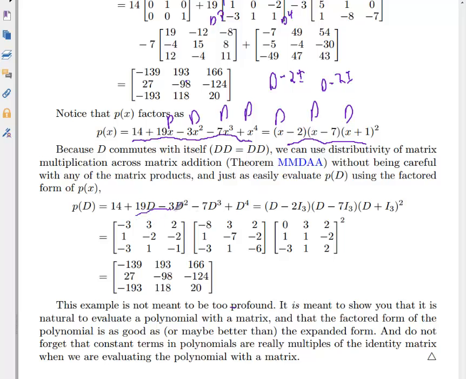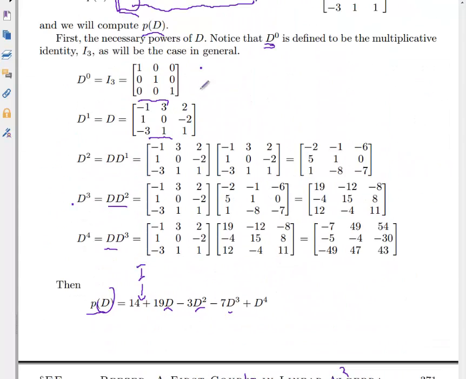So here it is. Here's this polynomial expression with the matrix D substituted in. And then you can go ahead and compute this, D minus 2I3. How do you compute that? Well, D was this matrix here. If I was going to take D minus 2I3, the diagonal entries I have to subtract 2 from. So I'm going to get minus 3, minus 2, minus 1 on the diagonal. And all the off diagonals are the same. So I'm going to get 3, 2, minus 2, 1, minus 3, 1. So that's how I would compute D minus 2I3.